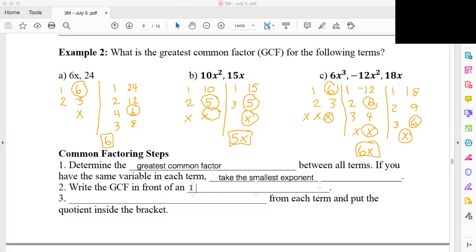Write the greatest common factor in front of an open bracket, and then divide everything inside that bracket by that common factor. So I'm going to let you guys type that out.